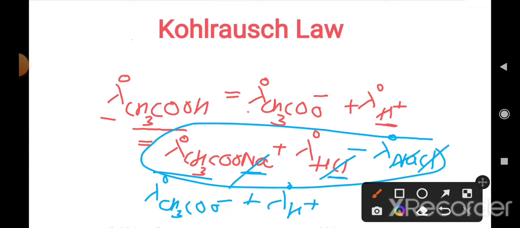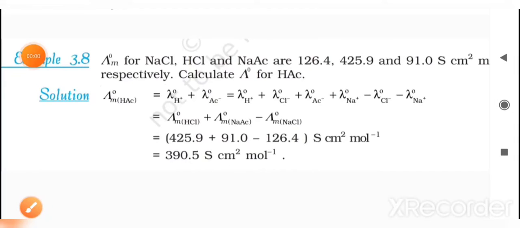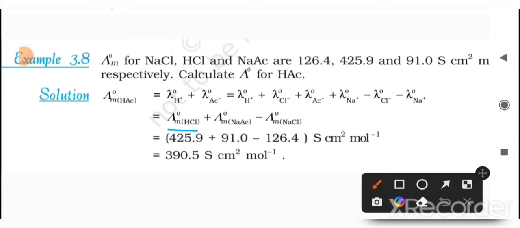Now we make use of this formula in this way. Lambda m naught for HAc equals lambda m naught for HCl plus lambda m naught for sodium acetate minus lambda m naught for NaCl. Why are we doing minus here? Because Na and Cl should get cancelled, so we are taking minus NaCl. So when we make the calculation by substituting the values given in the problem, we get an answer. So this is the question, example 3.8.